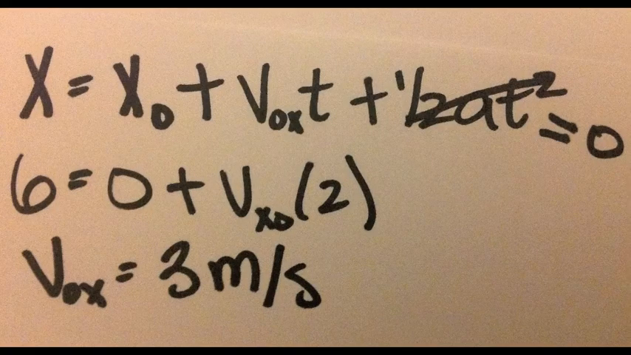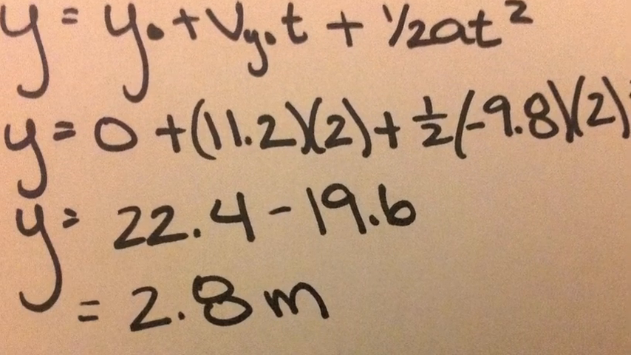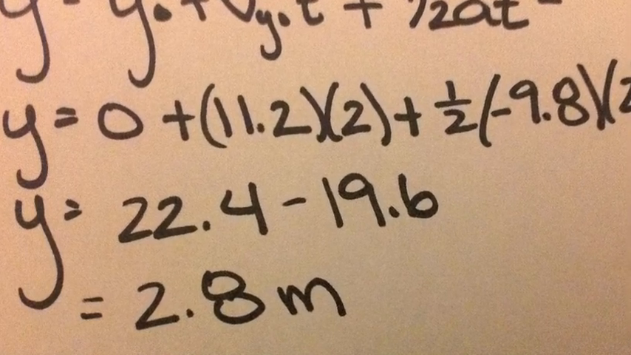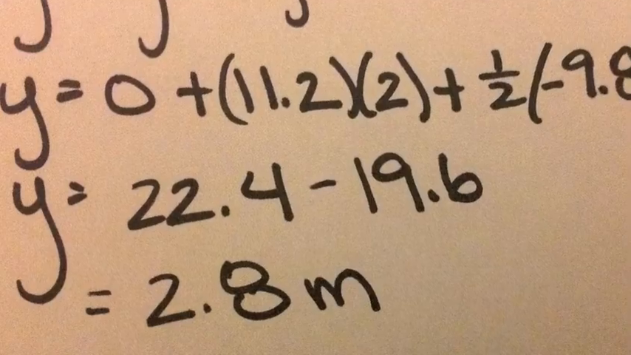Here are the calculations for step 1. We have found the initial horizontal velocity to be 3, so now we use the Pythagorean theorem to find the initial vertical velocity. We plug in all of our values to get a final answer of 2.8 meters. We deem this to be a reasonable answer.